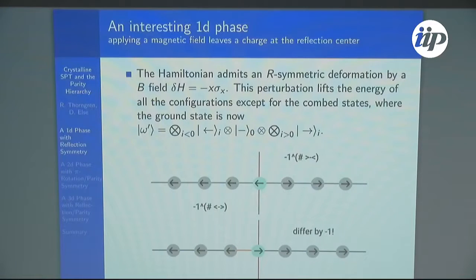You have an internal symmetry, actually. So reflection sends the reflection center to itself, flipping the sign of the spin, so we see we have an odd charge under the induced internal symmetry there.